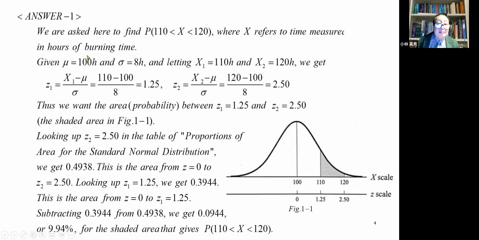So we are asked here to find P(110 to 120 as for X). P means probability, where X refers to time measured in hours of burning time.